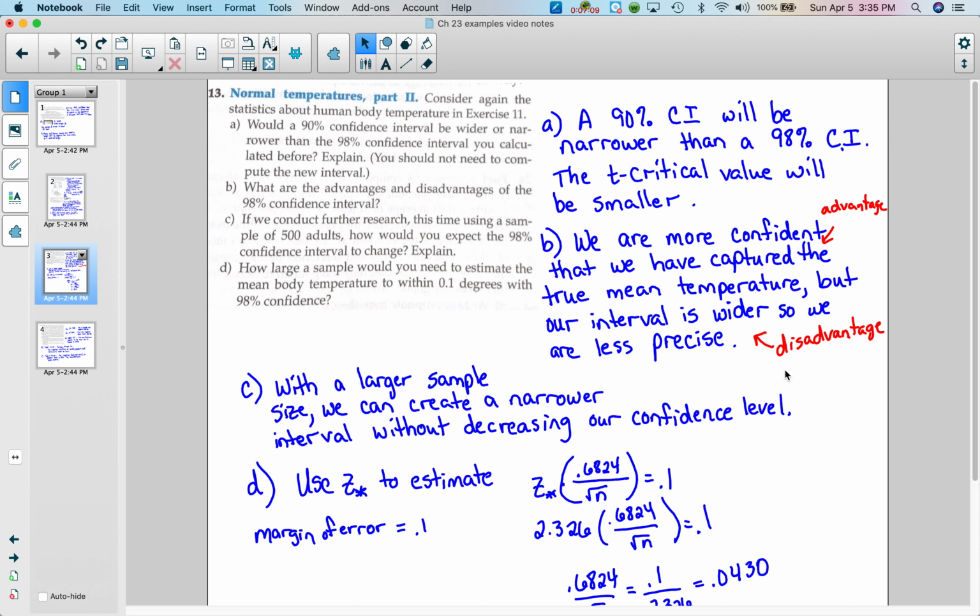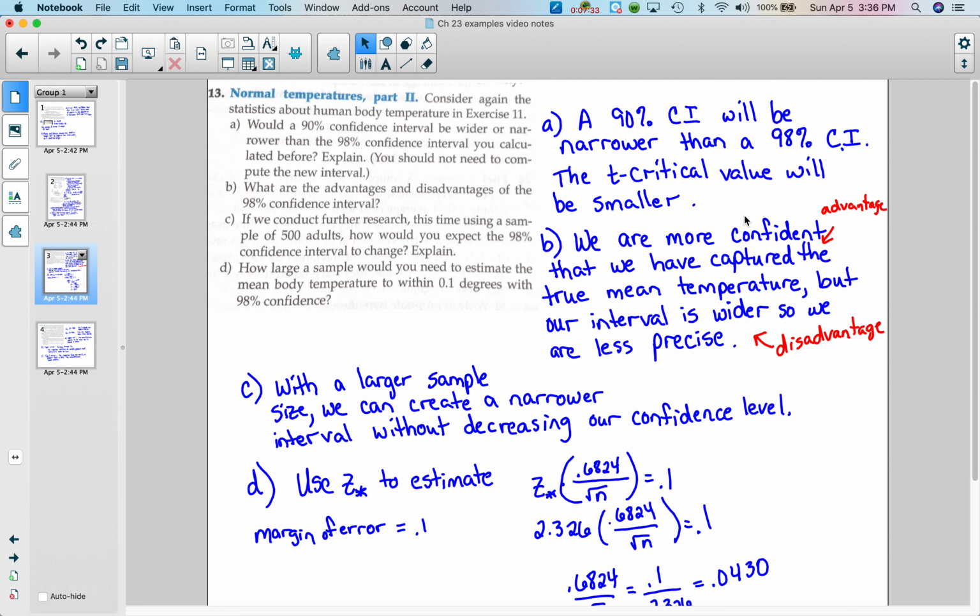So still looking at the same kind of problem, would a 90% confidence interval be wider or narrower than the 98% confidence interval you calculated before? Explain. So a 90% confidence interval will be narrower than a 98%. And one reason you can think of is the T critical value is smaller. So you're multiplying by a smaller number, which means you're going to create a smaller interval. So that is kind of an easy way to think about it.